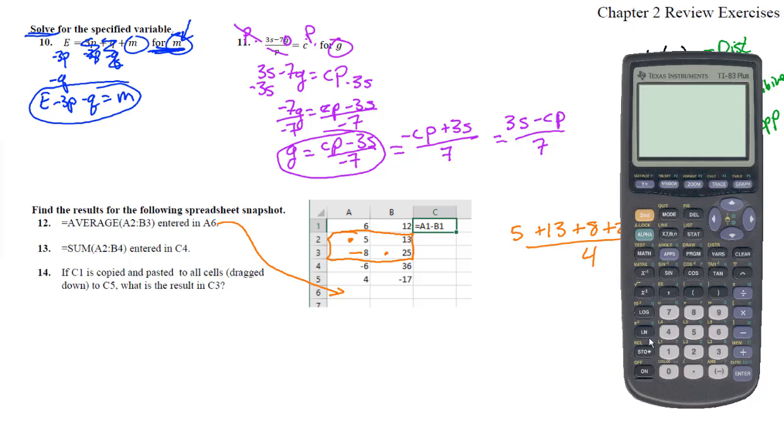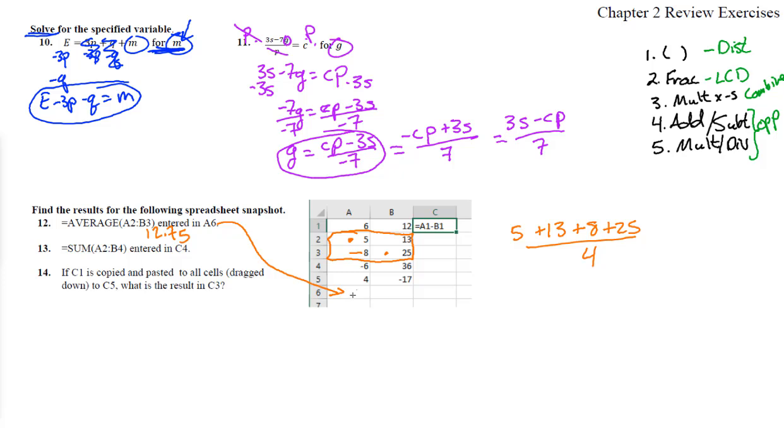Let's plug it in our handy dandy calculator. 5 plus 13 plus 8 plus 25, all divided by 4. Looks like we would get 12.75. Now you could enter that into an Excel spreadsheet and actually write that formula and see it come out as 12.75. That's great. On the exam, you'll have to know what that formula means and then compute it by hand.